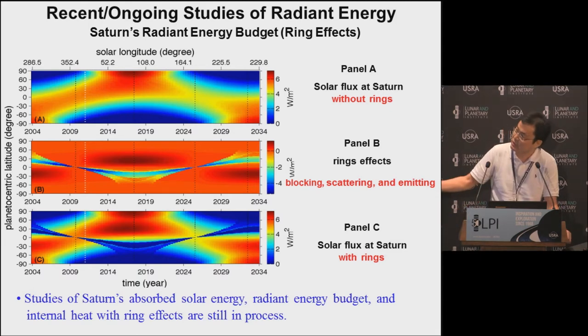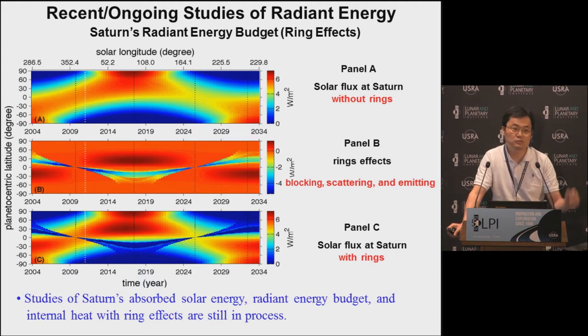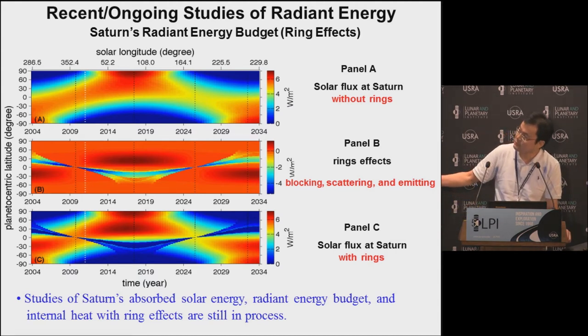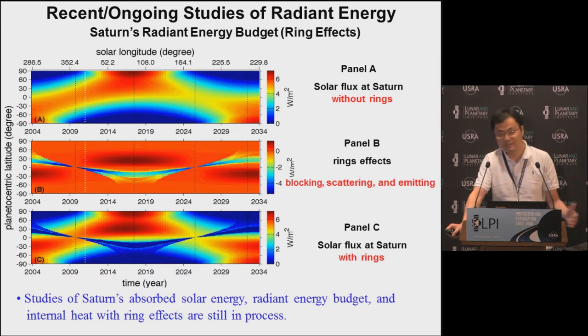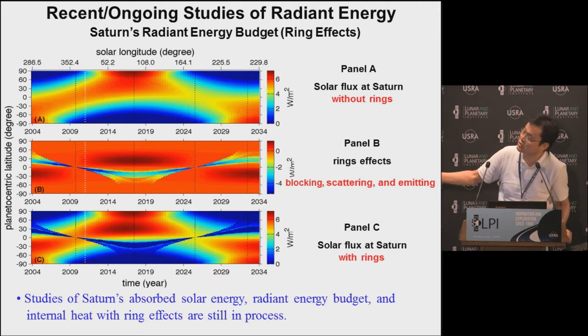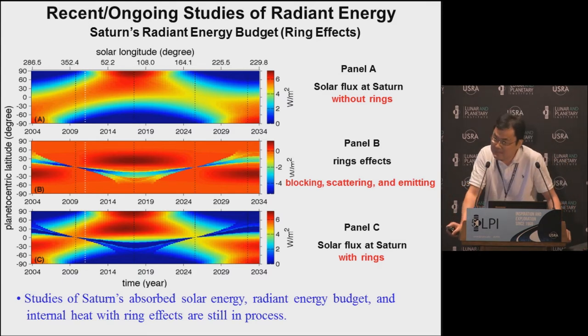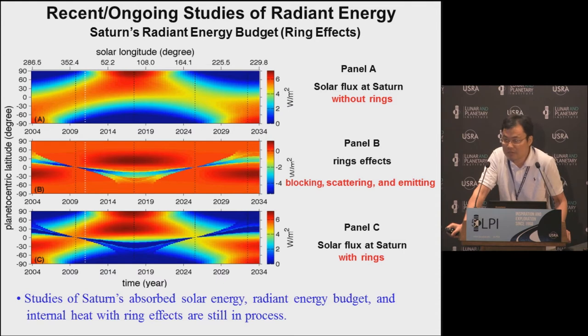Based on that, we have calculated the solar flux on Saturn. Time goes this way, the latitude goes in the vertical direction. The top panel shows the solar flux on Saturn without the rings. That's pretty easy to calculate. But the second one is very complicated. Blocking, scattering, emitting, we have a very fancy formula to calculate. But anyway, we basically finished it, the ring effects in the second panel. So we put that together, and we have the last one for the solar flux on Saturn with ring effects.